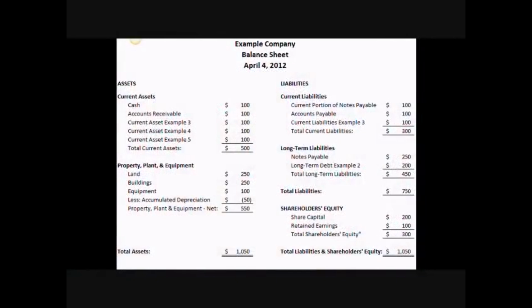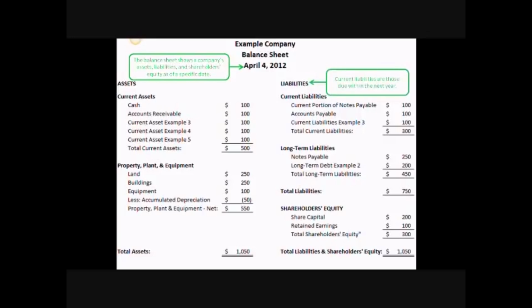The first financial statement that you'll need to know about is the balance sheet. The balance sheet shows a company's assets, liabilities, and shareholders' equity as of a specific date. Its assets are split into current assets, which include liquid assets such as cash and accounts receivable, and property, plant, and equipment, which are less liquid assets such as land, buildings, and obviously equipment. Liabilities are also split into current liabilities and long-term liabilities. Current liabilities are those due within the next year, while long-term liabilities are those due in over a year.